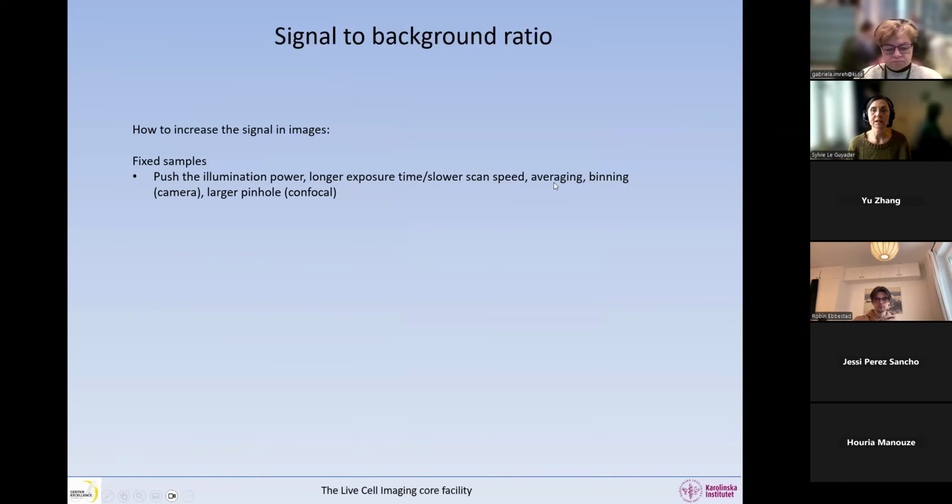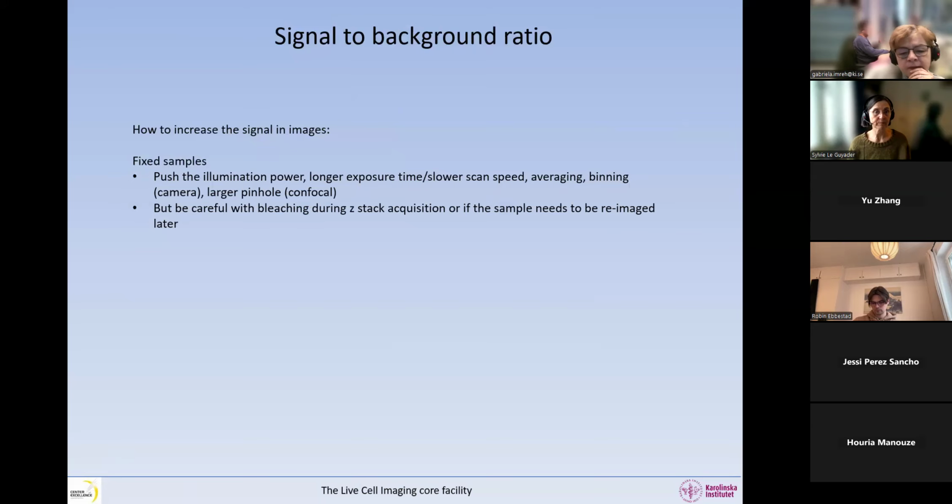We're going to see this. We can bin the camera because, as you know, when we bin 2 by 2, 4 camera pixels will make 1 pixel in the image. And therefore, there's a much bigger area that the photons can fall onto, and we get a brighter image. So the signal is increasing by binning the camera. We can also open the pinhole on a single point confocal. We can open the pinhole and then we get more photons in, but we have a smaller optical section.